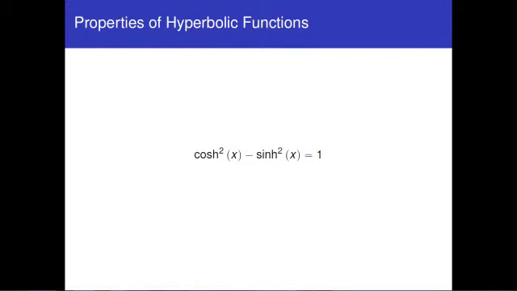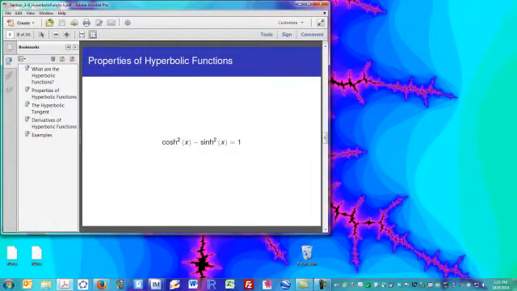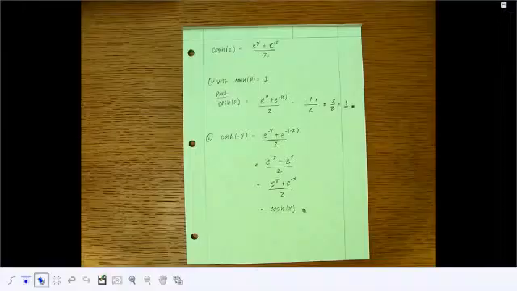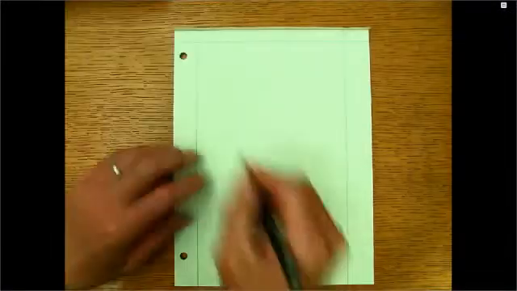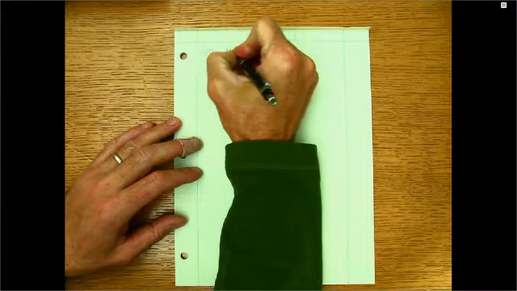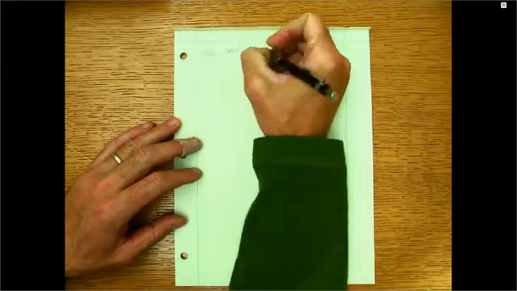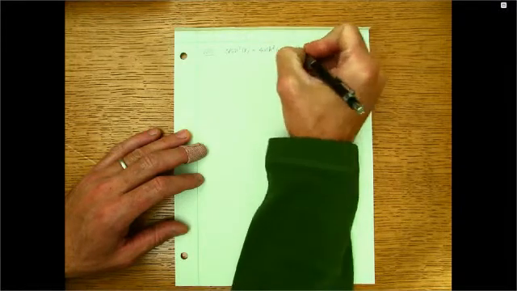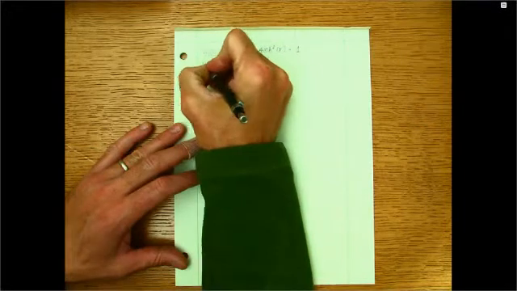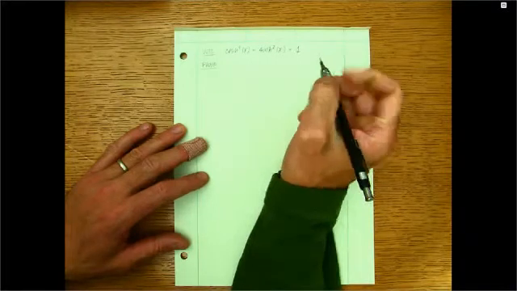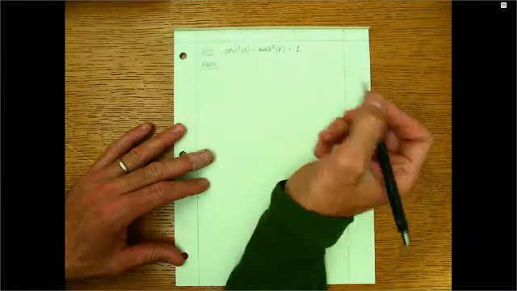So let's see if we can prove this particular result, and go back to our pen and paper here. What are we trying to show? What we want to show is that the hyperbolic cosine squared of x minus the hyperbolic sine squared of x is equal to 1, right? And again, I think our proof is just a direct one. We'll start with the left-hand side and see if we can prove that it's equal to the right-hand side through a series of algebraic manipulations.